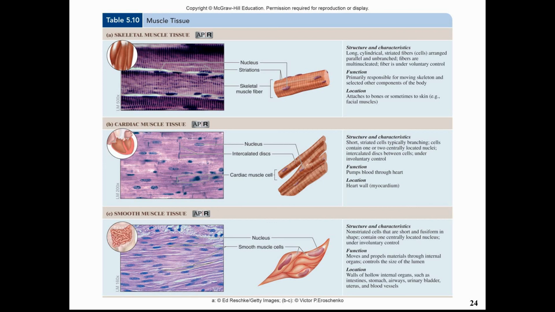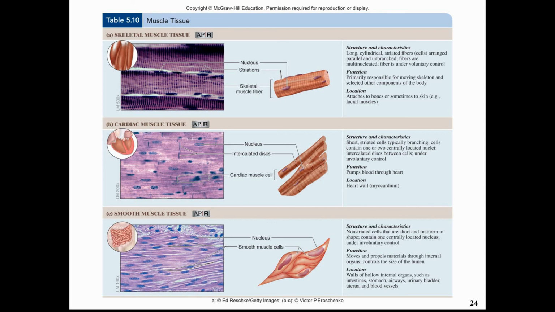Skeletal muscle also has stripes or striations that you can see here on the microscope slide. Skeletal muscle is voluntary. You can move it when you choose to, and it moves the skeleton, hence skeletal muscle.